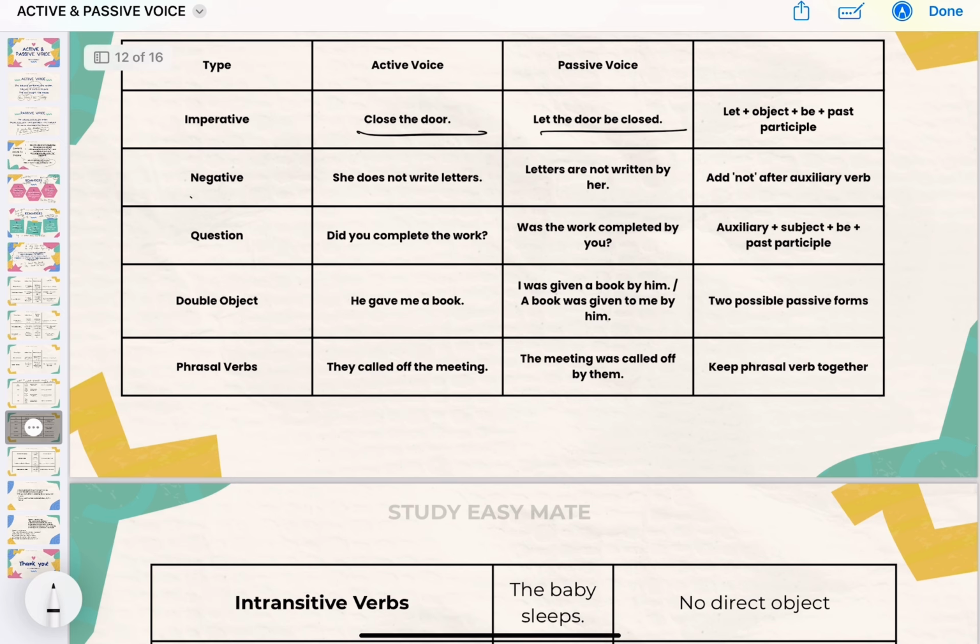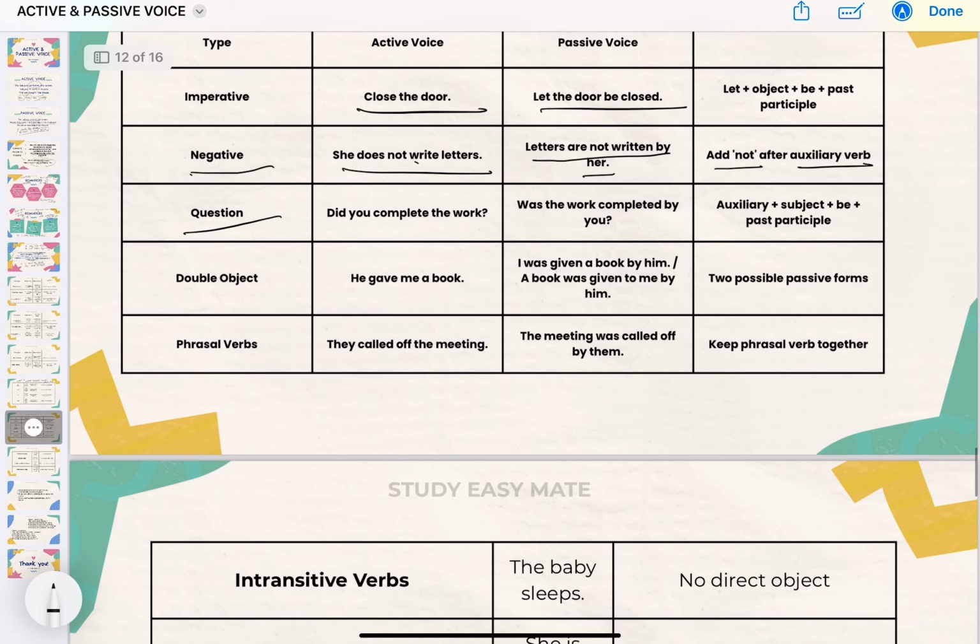So, negative. For negative sentences: she does not write letters. Letters are not written by her. You should add not after the auxiliary verb. Since you're adding are, letters are, you'll have to add not next to it.